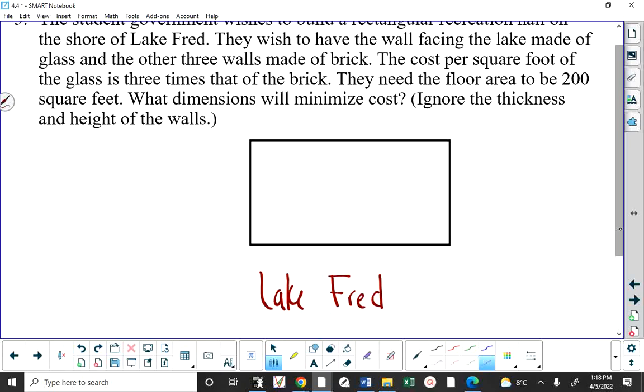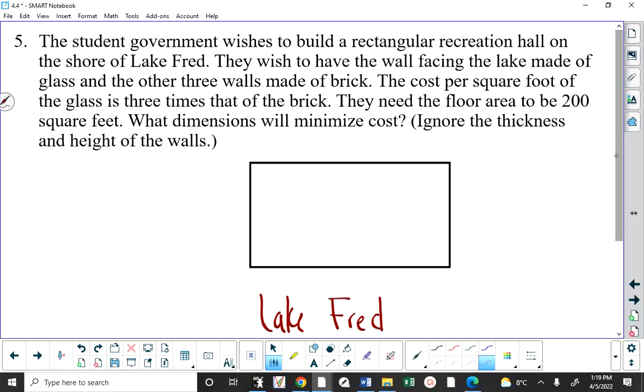They want the wall that faces Lake Fred to be made of glass. And the other 3 walls to be made of brick. And the glass wall is more expensive. It says the cost per square foot. And here's where things get really iffy, because we're talking about cost per square foot, but we're not seeing the area of the wall. This is very, very difficult to conceptualize.